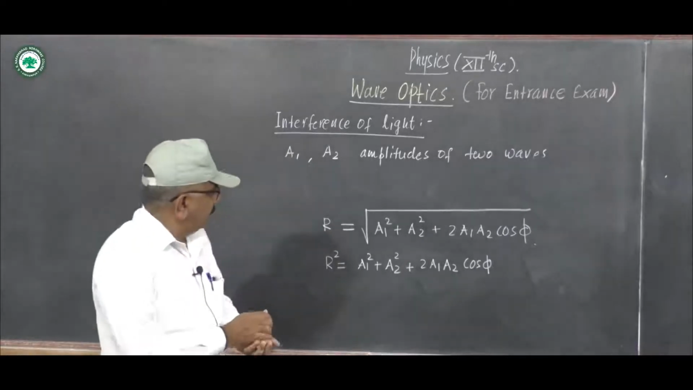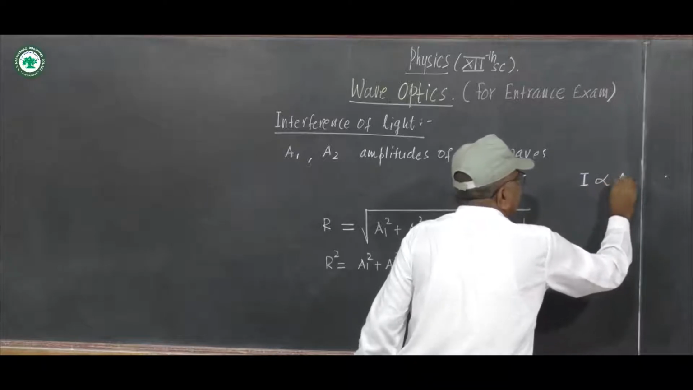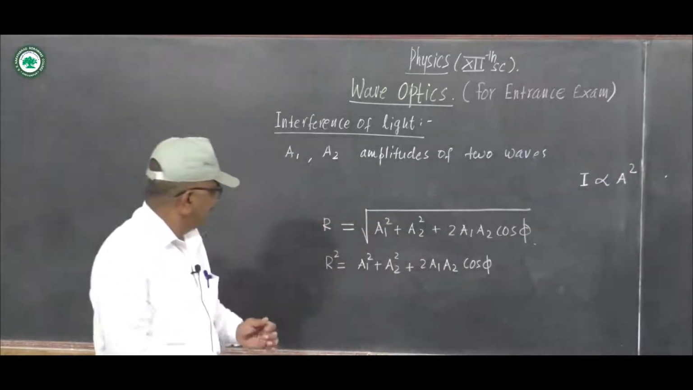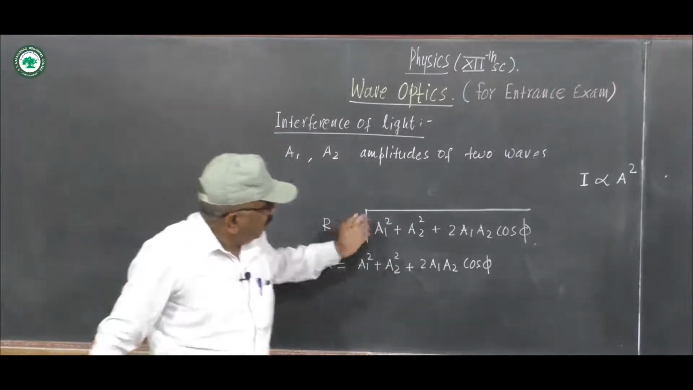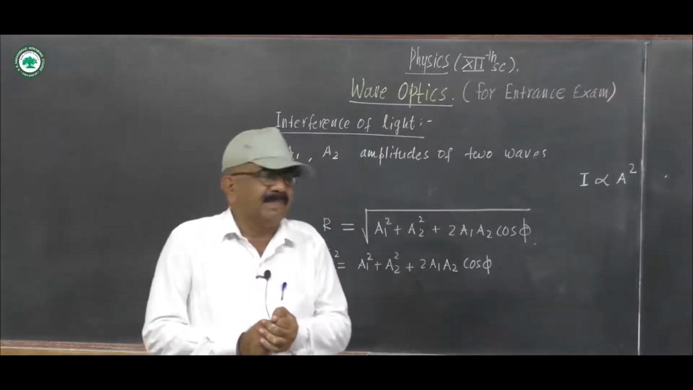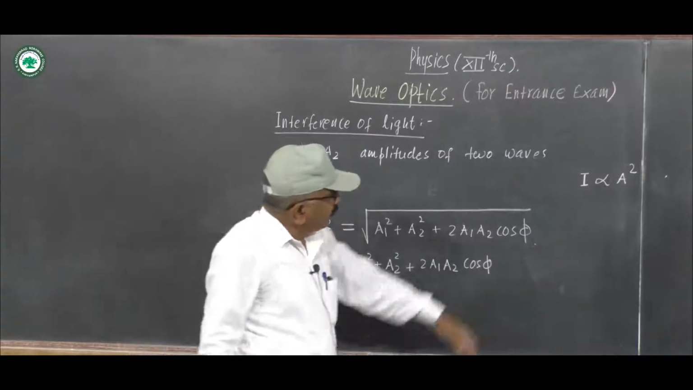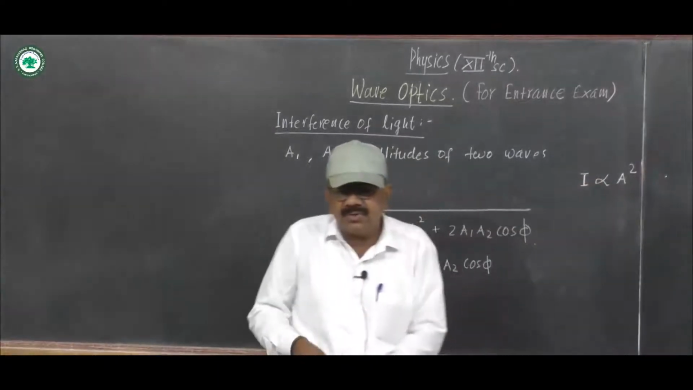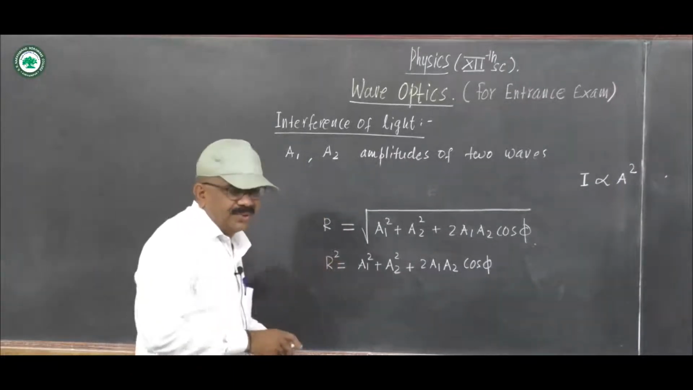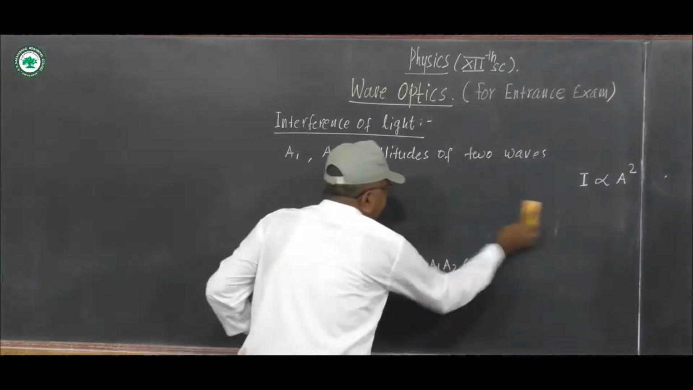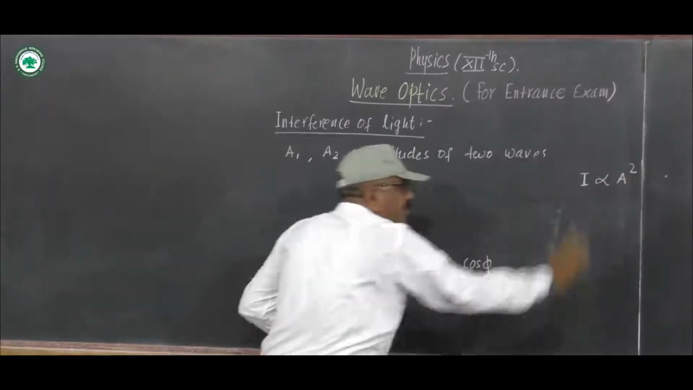Now intensity of wave, we know it is directly proportional to square of the amplitude. This R is our resultant amplitude of A1, A2. Phi is the phase difference between the two waves. Hence, squaring this equation, we get the equation like this. But we know intensity is directly proportional to amplitude square. So, instead of this R square, we write IR, because I is directly proportional to amplitude square.